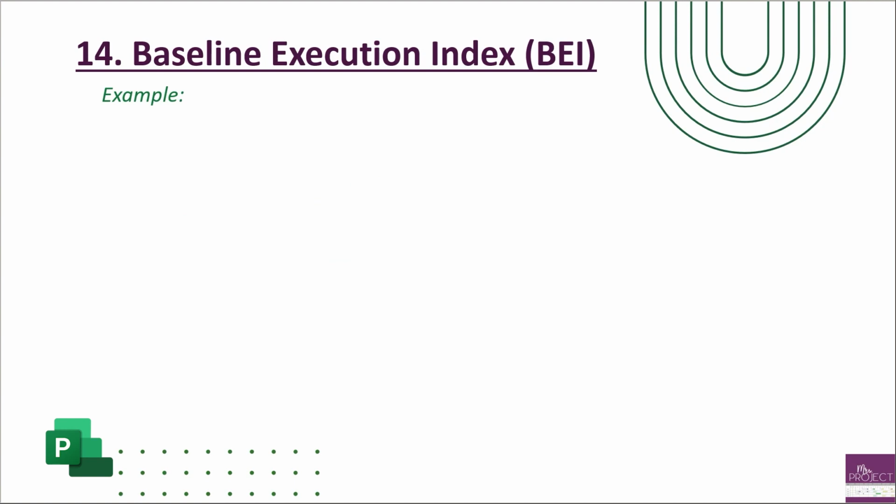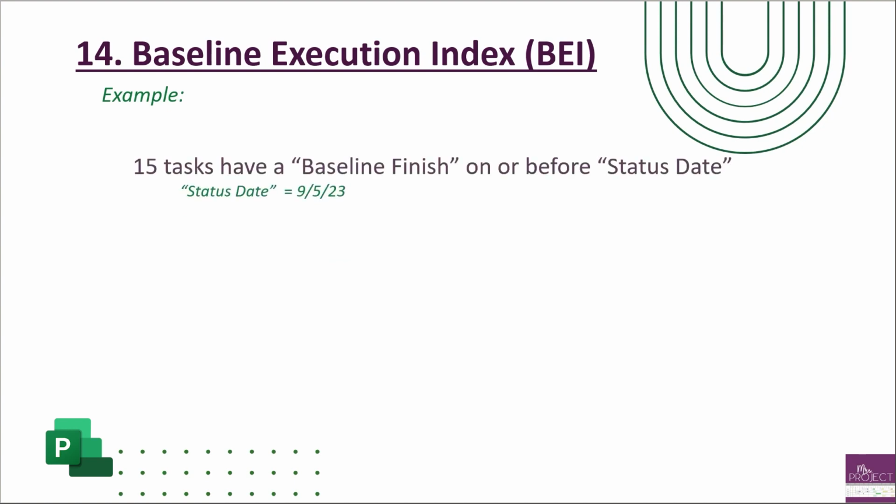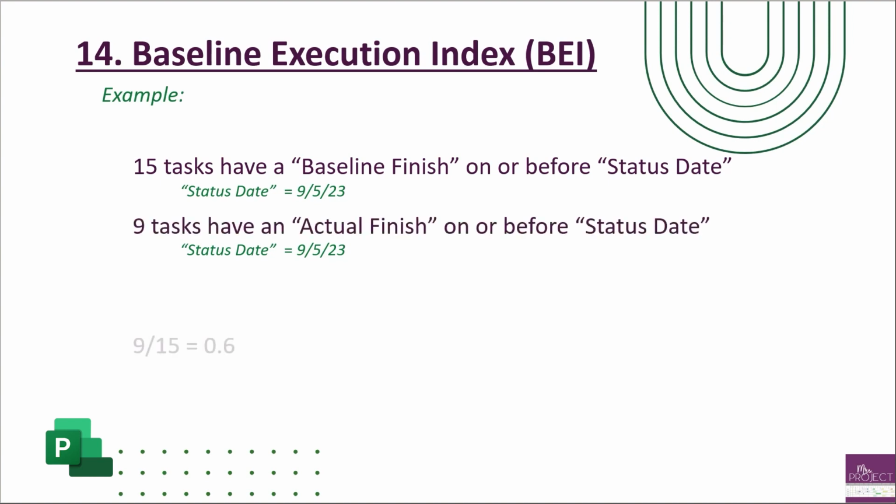So an example of the BEI is, again, counting how many tasks have a baseline finish that is on or before the status date. So we chose a status date of 9/5, and we have 15 tasks that fall into that category. We had 15 tasks that were planned to finish on or before 9/5. Then we calculate how many tasks actually did get done on or before 9/5. So to use that, we use the actual finish column, and we're going to count that we have 9 tasks. We take that 9 divided by 15, and we get a 0.6. We're not doing very well.